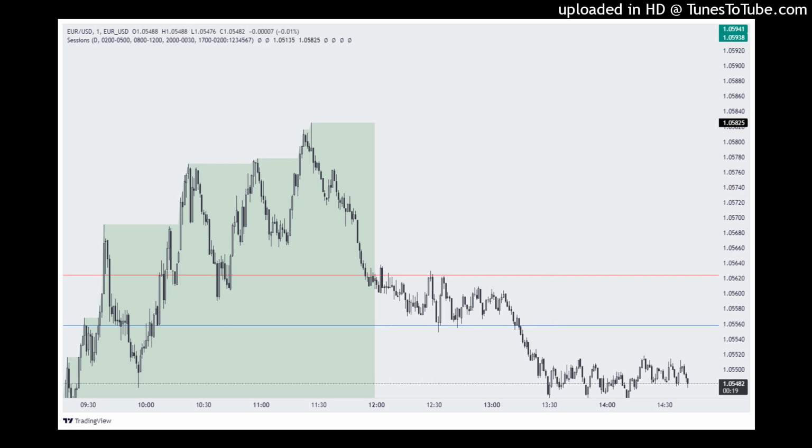Fair value gap, most recent leg right there. Daily, what is the most recent leg doing right there? Fair value gap. All right, what is the most recent leg on the 4 hour doing right there? Not a fair value gap, don't count that fair value gap. Perfect. So what is the most recent leg on the 1 hour doing right there? Where is it pointing towards?